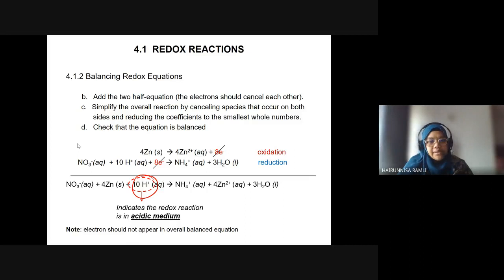So for basic, very simple. For this H plus, you just tambah dengan OH minus sebanyak bilangan yang ada lah. Kalau sini 10, maksudnya you tambah 10. And don't forget, this is on the left side. So on the right side also, you must add the same amount of OH minus. So apa tujuan kita tambah? Sebab kita nak neutralizekan H plus. Kita tak nak ada H plus lah dalam basic. So kita neutralizekan. So dia sebenarnya jadi 10 H2O.